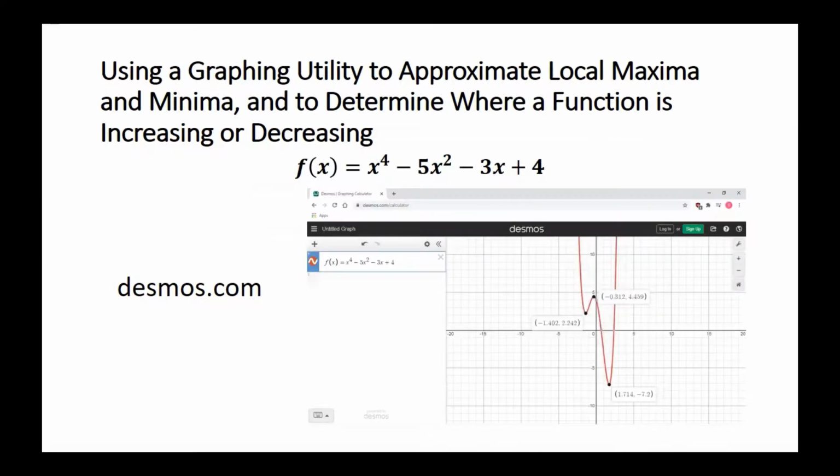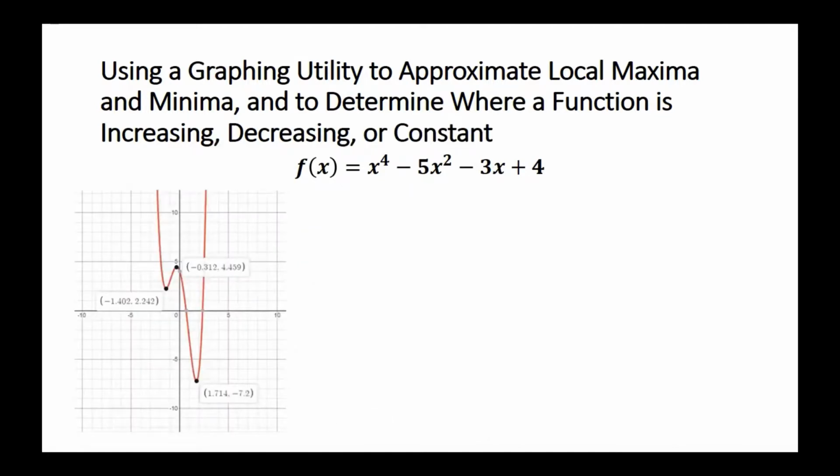So here it is, a screenshot of me using Desmos.com. You can see I've got f of x is equal to x to the fourth minus 5x squared minus 3x plus 4. And I took the liberty of not only plotting that, but also getting the points where there are maximums and minimums. So I've got those, and those of course are approximated values. Now I'm going to zoom in on that graph just a little bit so we can look at these and determine the local maxima, the local minima, and where the function is increasing, decreasing, or constant.